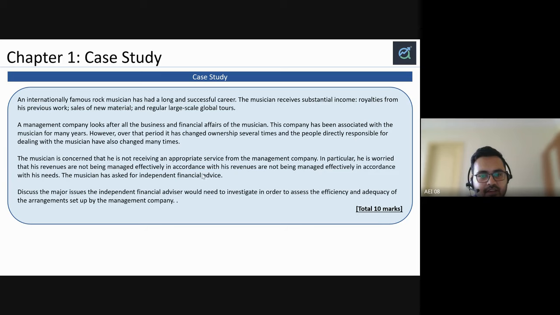So just give me 1 second. I think there's something which is mentioned within this. So yeah, let me just show you the examiner report to this.